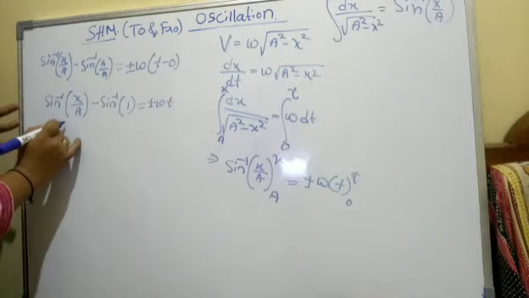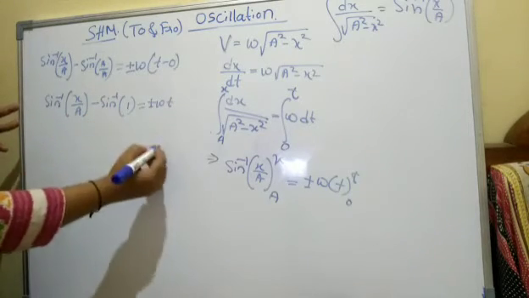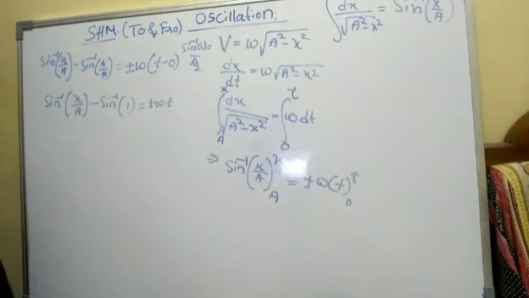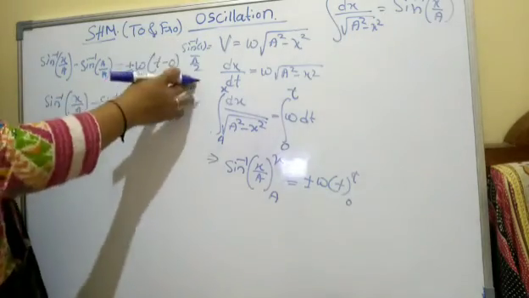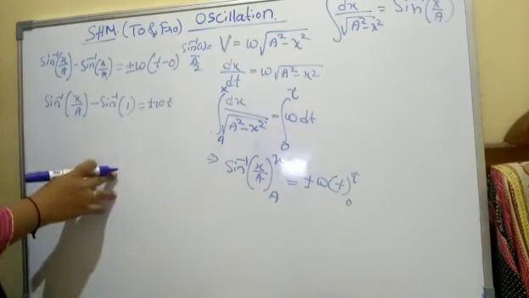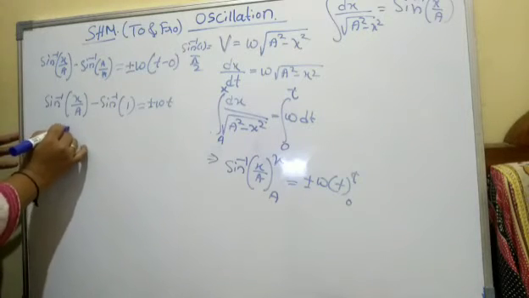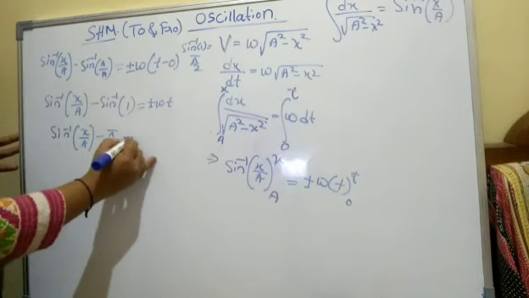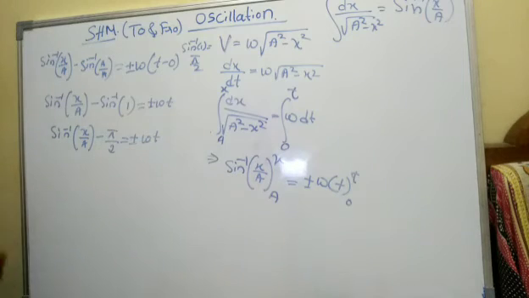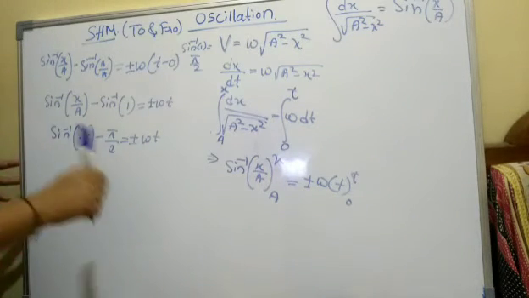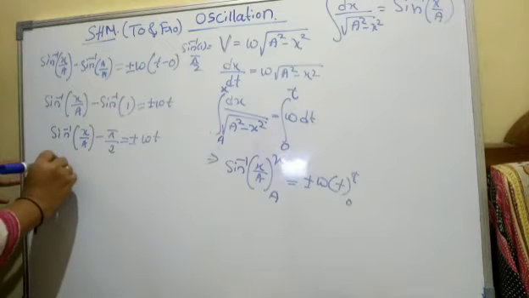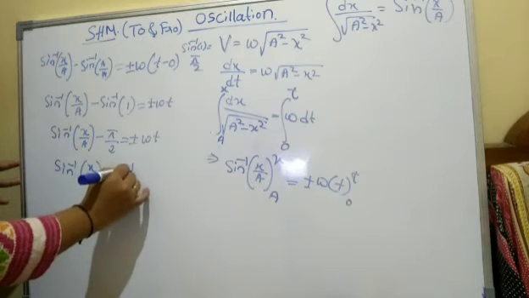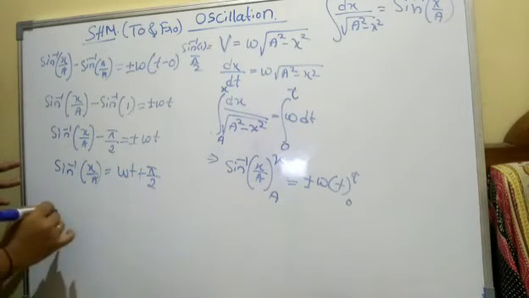Now concentrate here. Sine inverse of 1 means what? Sine inverse of 1 means what? Pi by 2. Correct? So sine inverse of 1 is pi by 2. Pi by 2 is what? 90 degree. So I will write it here directly. Sine inverse of x by a minus pi by 2 plus or minus omega t here. Plus or minus omega t. So sine inverse of x by a is omega t plus pi by 2.